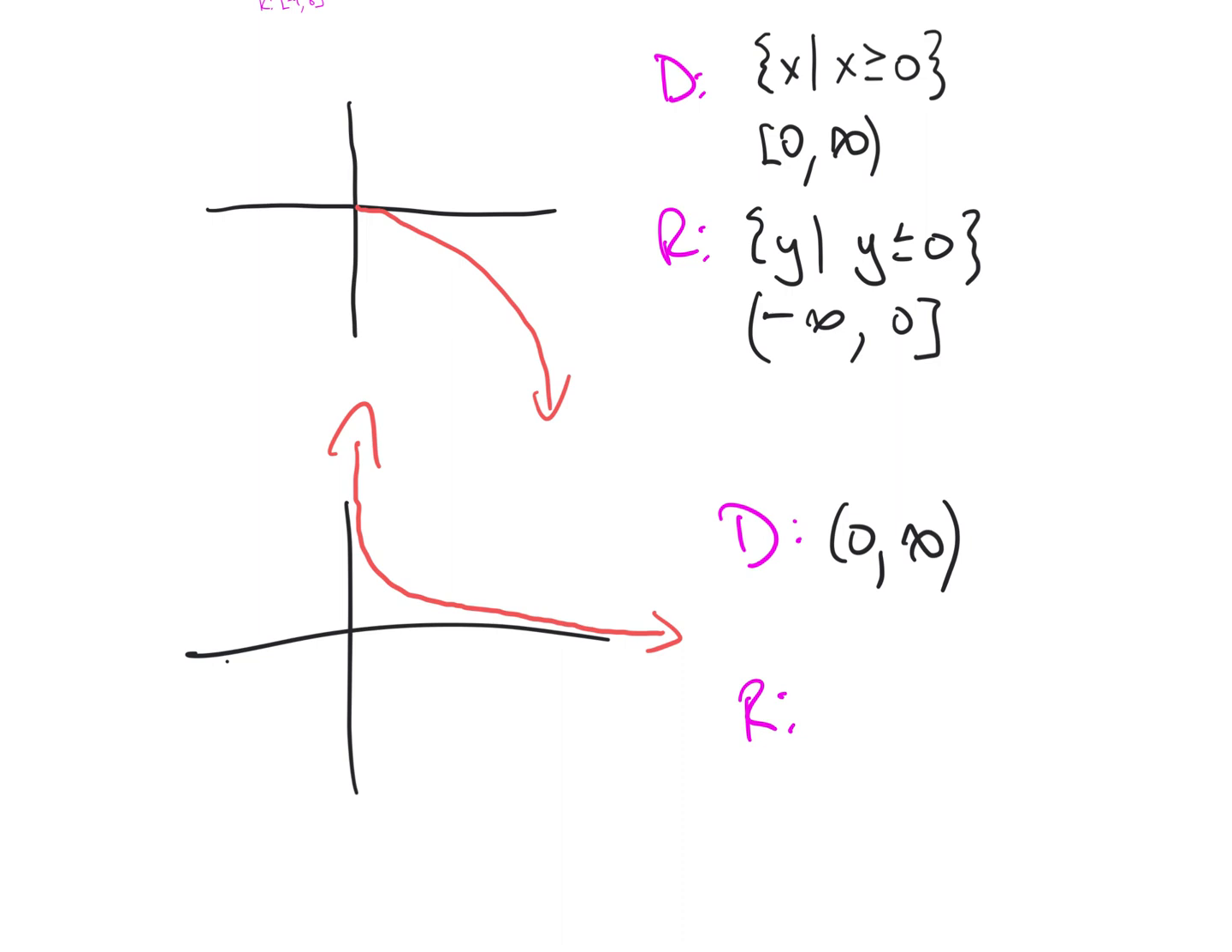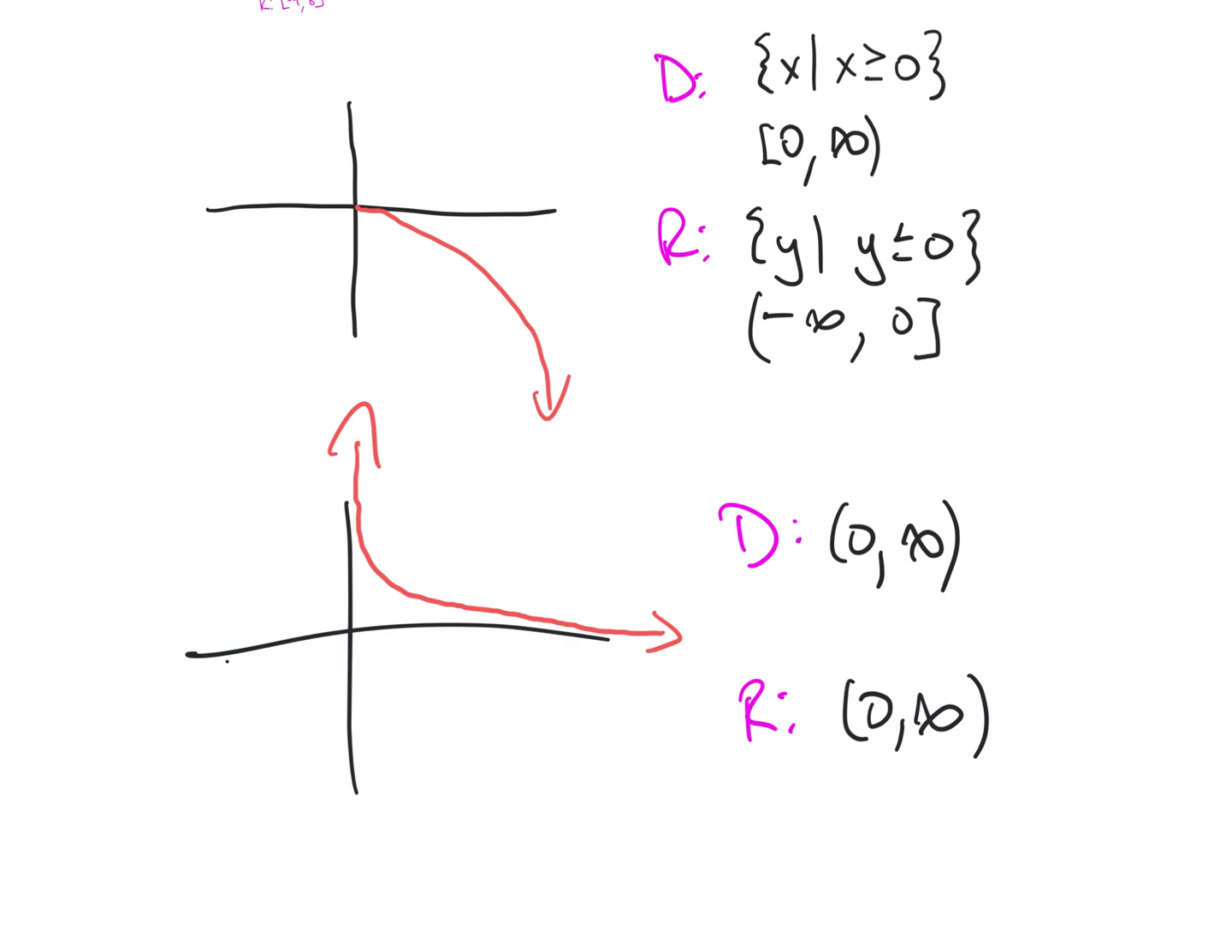And the range is the same thing. It gets closer and closer and closer to 0, but it never actually touches the x-axis, and it goes up to infinity. Shouldn't it be infinity and then 0? No, because it's always your lowest value to your highest value, and 0 is always less than infinity.